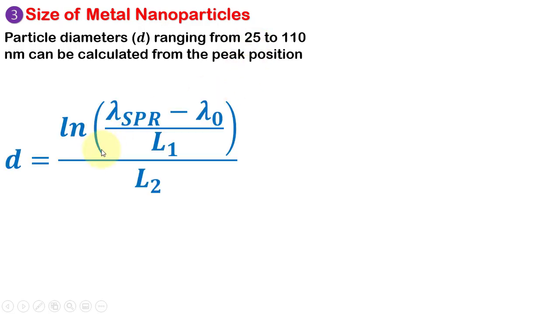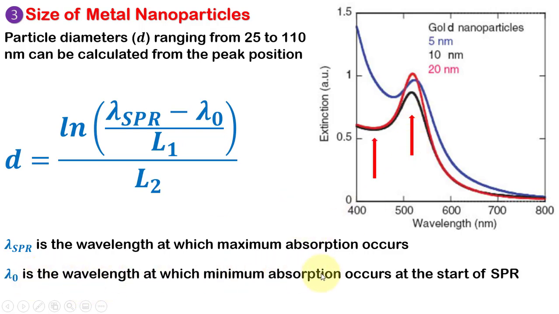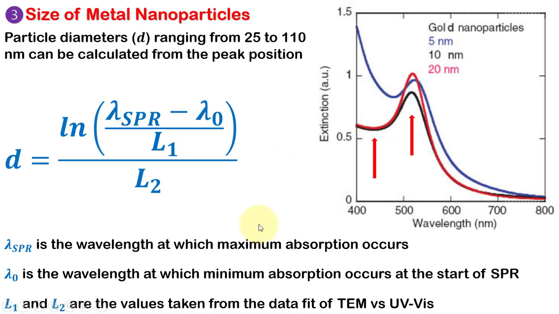In this equation, D is equal to the log of (lambda SPR minus lambda naught) over L1, which is whole divided by L2, where lambda SPR is the wavelength at which maximum absorption occurs, and lambda naught is the wavelength at which minimum absorption occurs at the start of SPR. While as mentioned earlier, L1 and L2 are the values taken from the data fit of TEM versus UV-Vis, whose values are L1 equal to 6.53 and L2 equal to 0.0216.